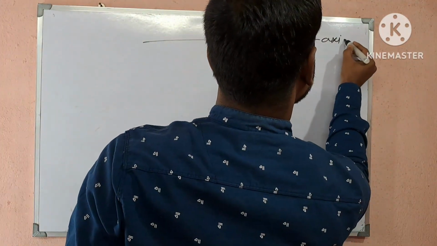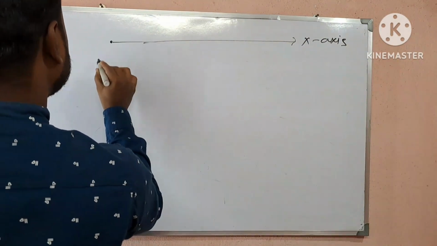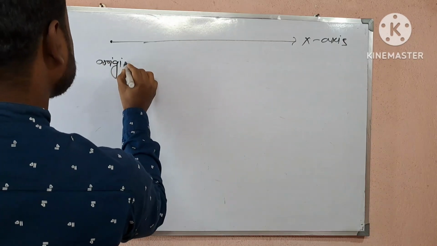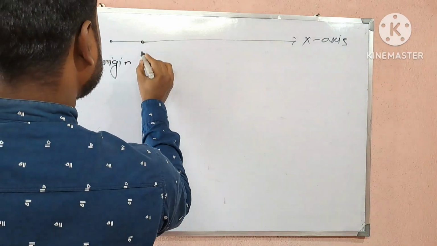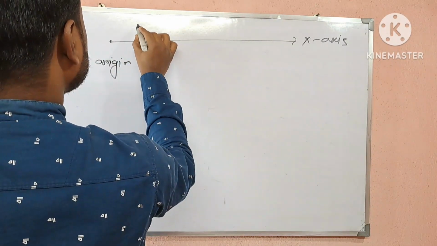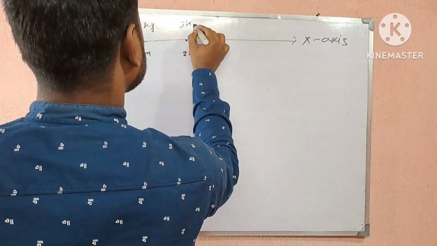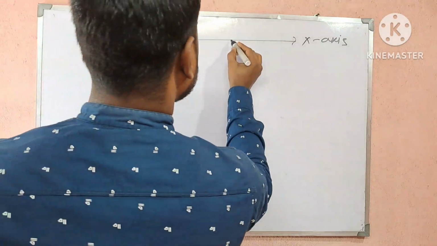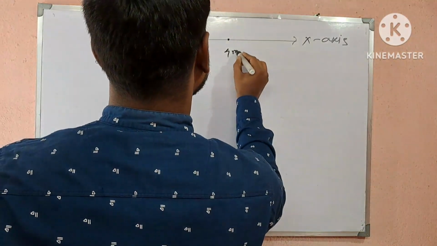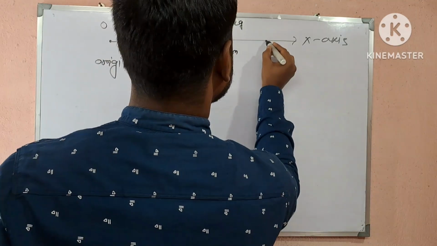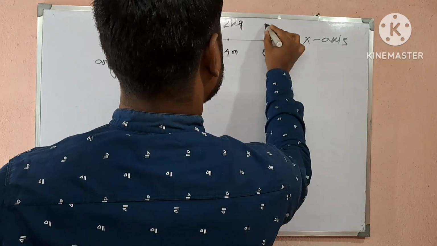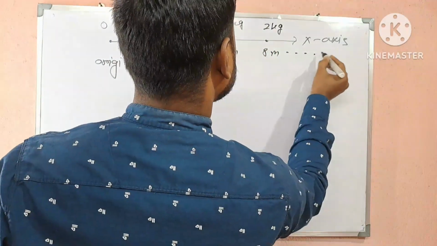This is the x-axis. Let's say this is origin, and this is 1 meter away from origin. So a 2 kg object is here. This is 2 meter, so another 2 kg object is here. This is origin O. This is 4 meter, another object of mass 2 kg. This is 8 meter, another object of mass 2 kg, and so on.